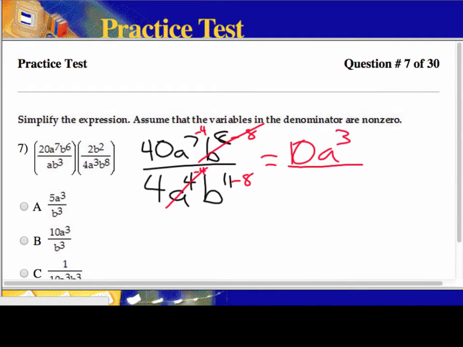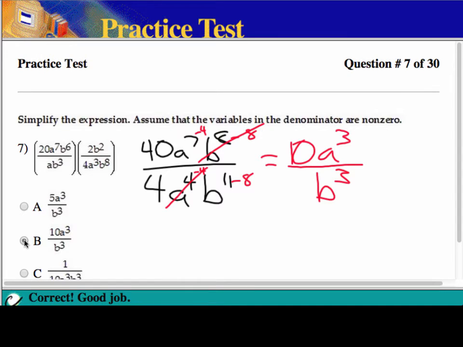A to the 3. And what goes on the bottom? All right, do we have one of those? B? Cool. Any questions?